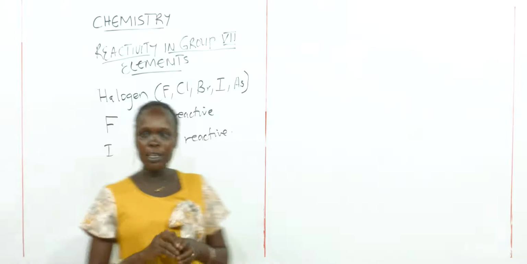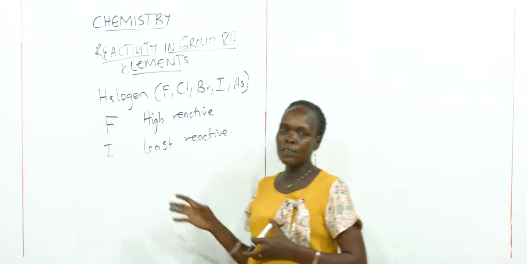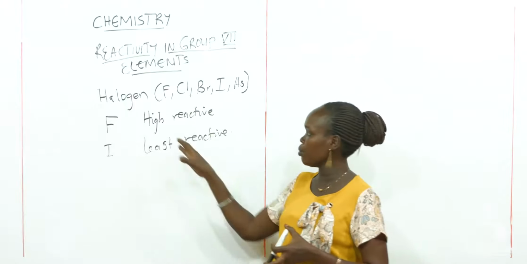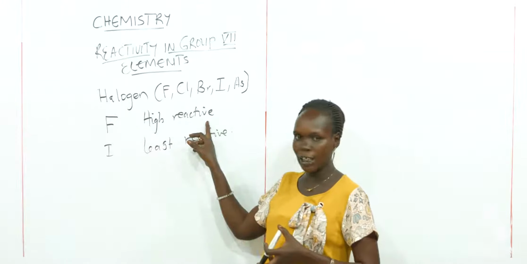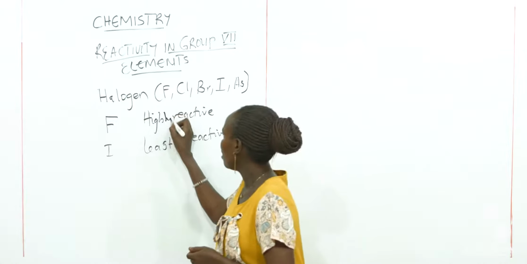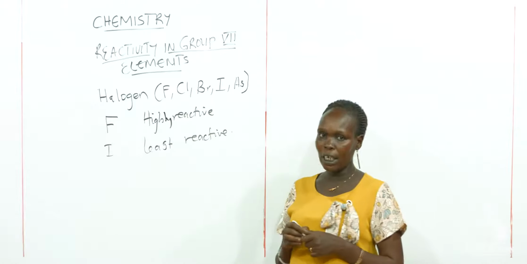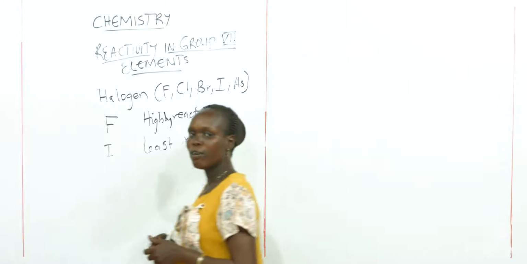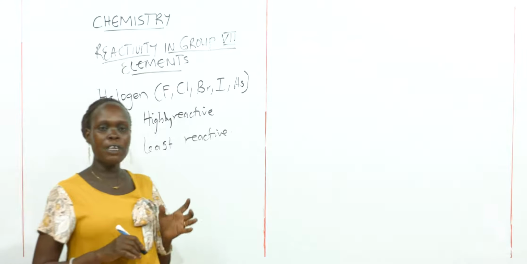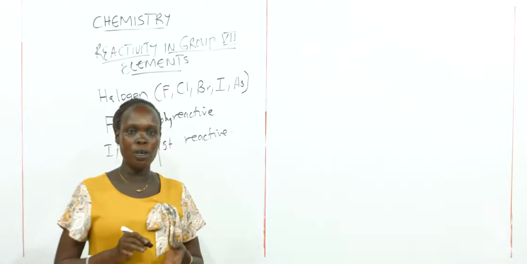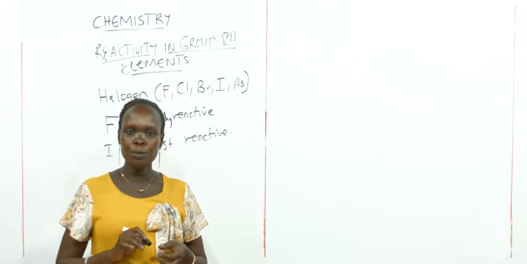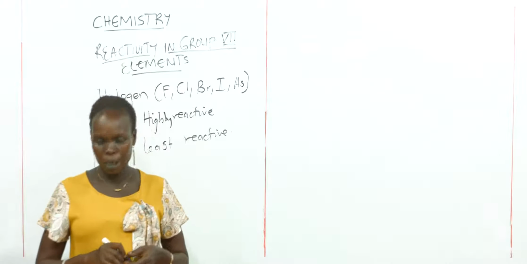They are all non-metals. Their reactivity decreases as we go down the group. That is why we put here that fluorine is highly reactive, while iodine is the least reactive. If fluorine is highly reactive, it means some of the reactions will be difficult to control. So we only deal with the 3 elements, chlorine, bromine, and iodine, in their reactions.